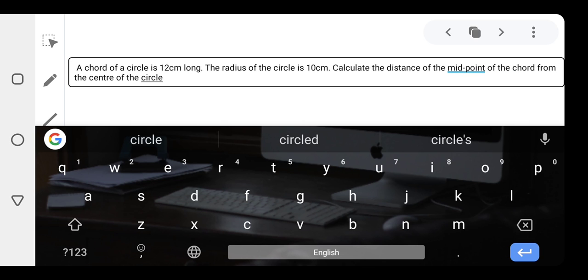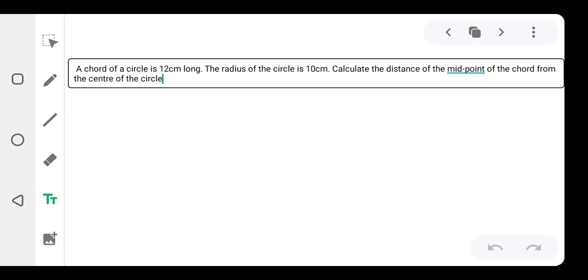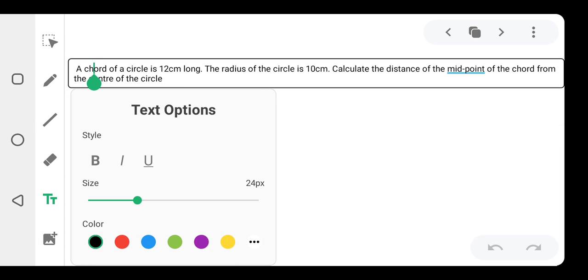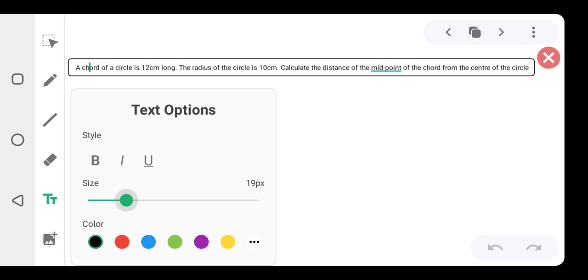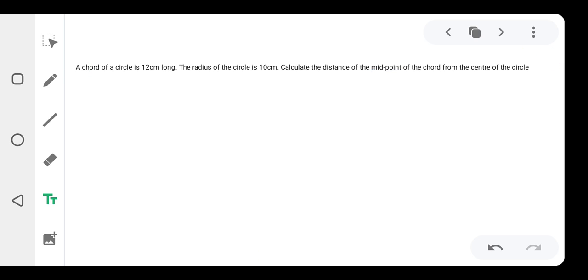All right, let's quickly get this question. Sorry, let me just reduce this a bit. A chord of a circle is 12 centimeters long. The radius of the circle is 10. Calculate the distance of the midpoint of the chord from the center of the circle.